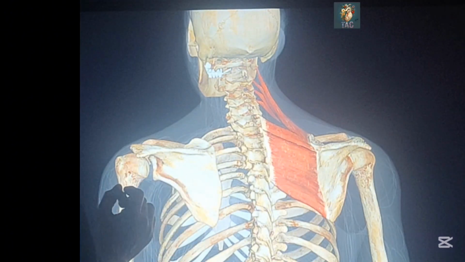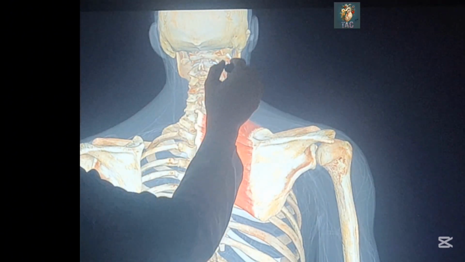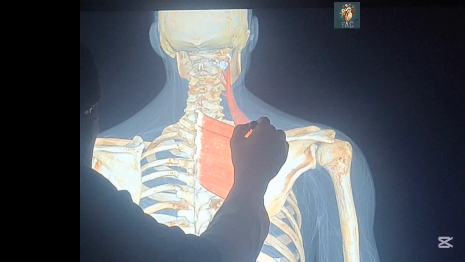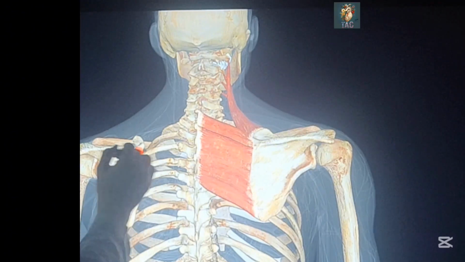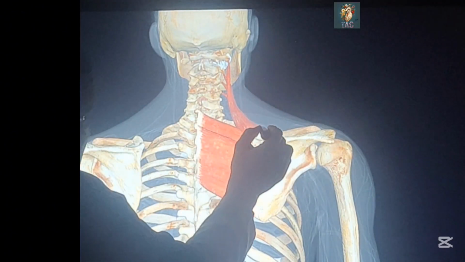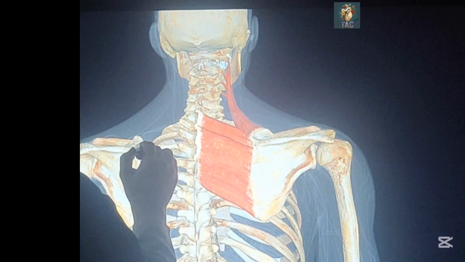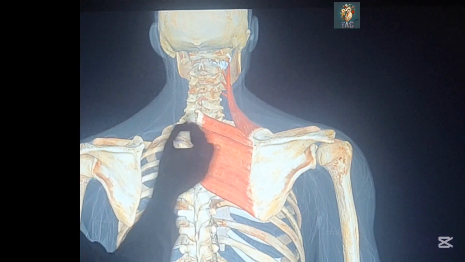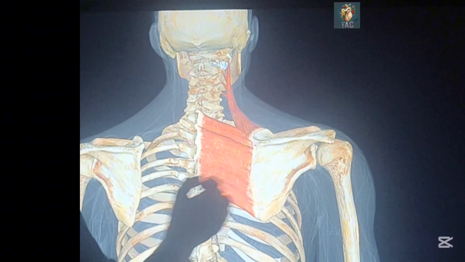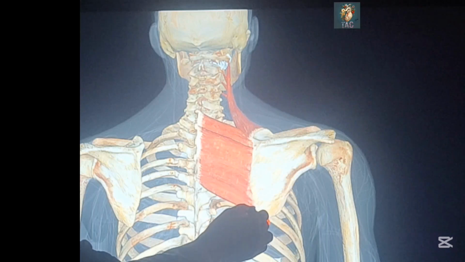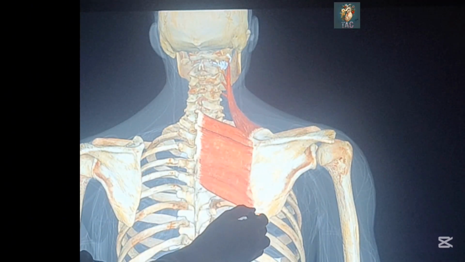And how are these muscles inserted? Over here you can see that the levator scapulae muscle is inserted on the medial border, the upper part above the crest of the scapula. At the base of the spine of the scapula, you can see the rhomboides minor is attached, and on the medial border, on its posterior aspect, you can see the rhomboides major is attached.